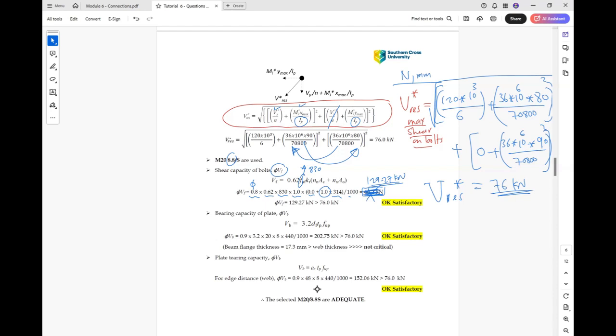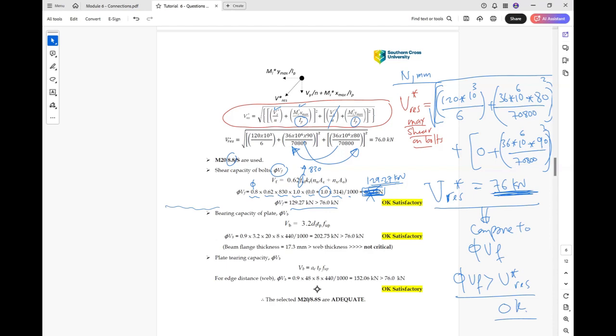So how much is the capacity of the bolt? 129. How much is the applied force? 76. So it is safe or not safe? Safe. Okay. So what we need to do again, find the resultant force compared to phi VF. If phi VF is more than V star, then this is okay.